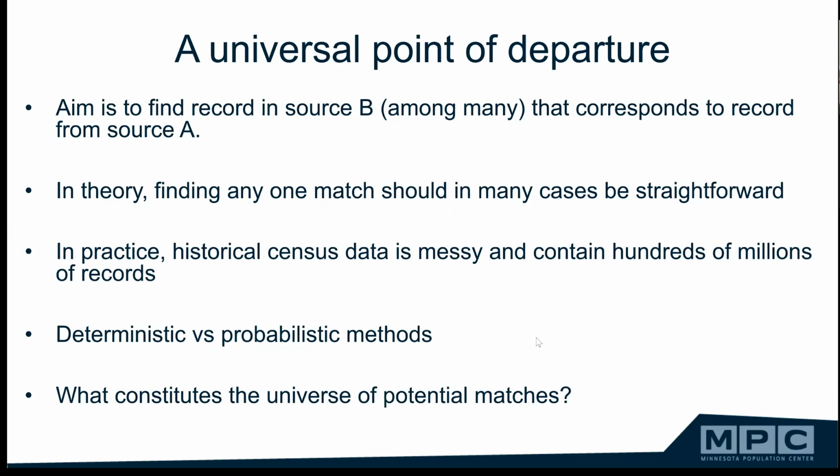But for both deterministic and probabilistic methods, a point of departure is to define what constitutes the universe of potential matches. I will say this at several points during the presentation: universe of potential matches. From census A, we're trying to find individuals in census B. The universe of potential matches are the individuals that I will be comparing a given record with. All right.